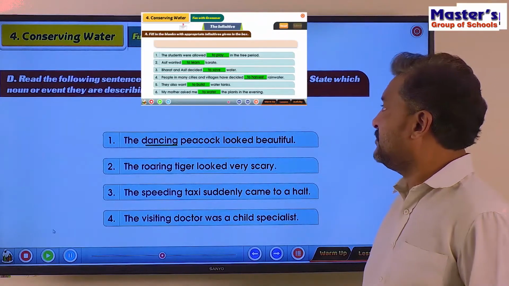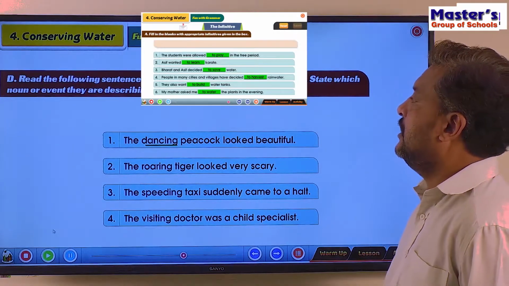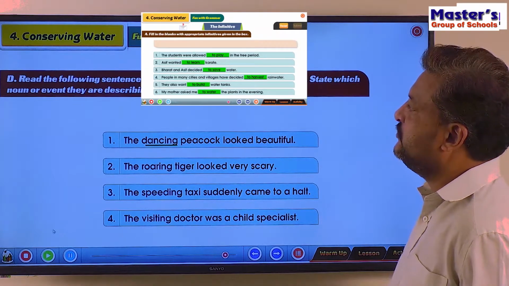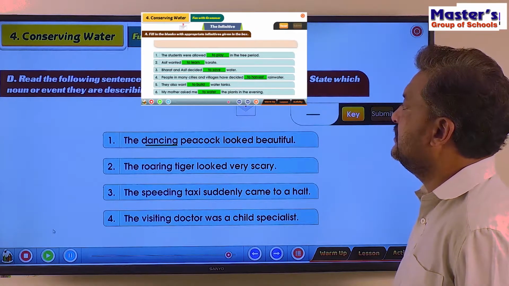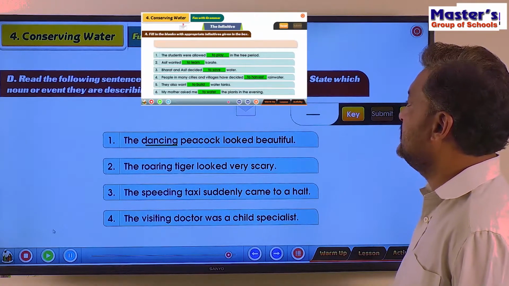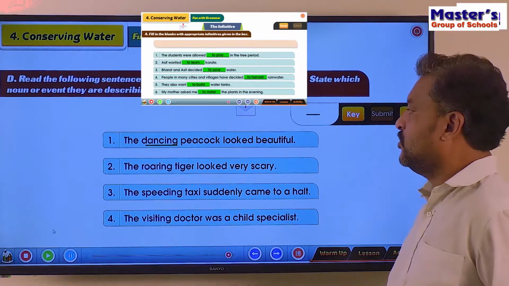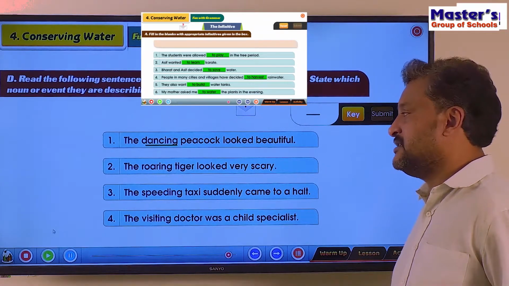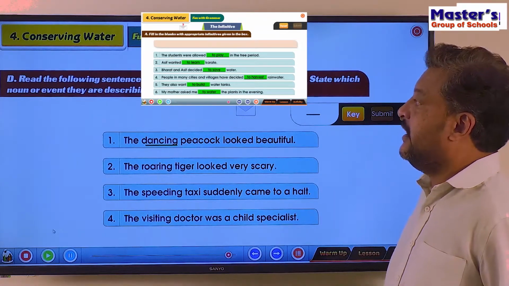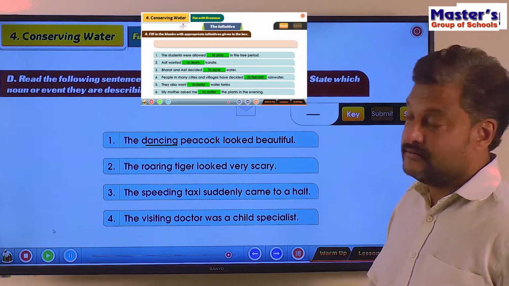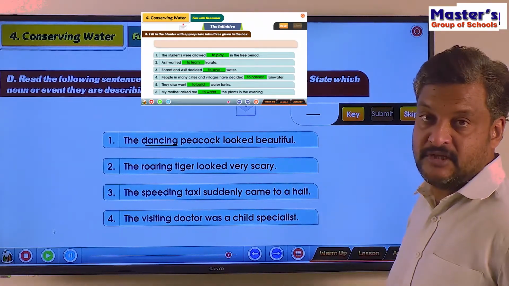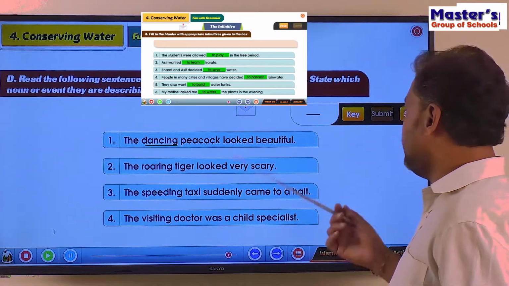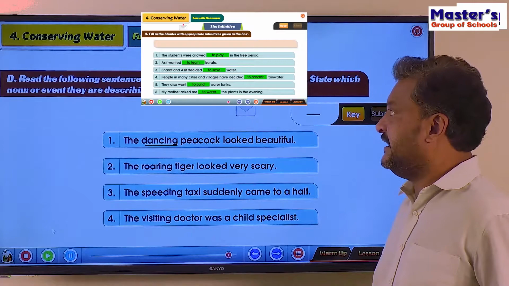Again, another one with the present participles. Read the following sentences and underline the present participles. State which noun or event they are describing. The first one is done for you. So, the dancing peacock looked beautiful. The present participle verb is dancing and they are describing the noun peacock. Okay.